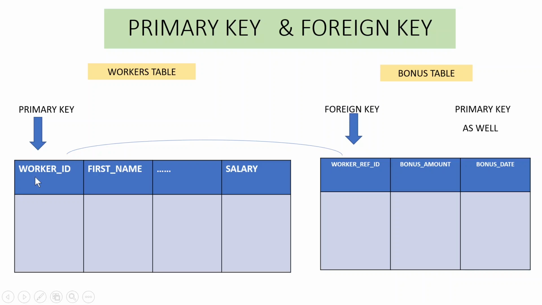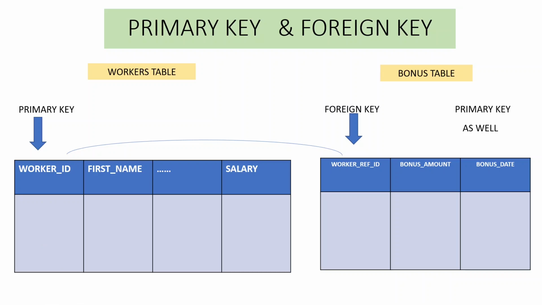In this table we have these columns: worker ID, first name, last name, and so on. We have applied a primary key on the worker ID column. This means this column will accept only unique values and not null values.